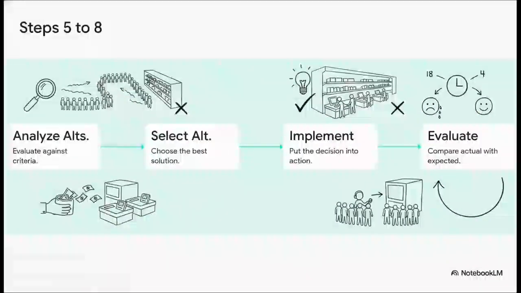Moving to the back half of the process, steps 5 through 8. Our manager has to analyze those alternatives, really weigh the pros and cons, and then select the best one. Let's say they pick self-checkout machines. But here's the thing, a decision is completely useless without implementation. You actually have to buy the machines and train your staff. Finally, you evaluate effectiveness. Did it work? If the wait time plummets from 18 minutes down to just 4 minutes, you nailed it. If it didn't, you're looping right back to step 1.